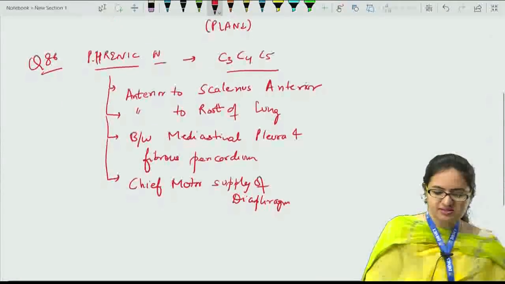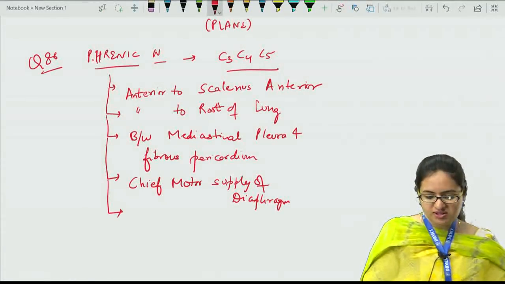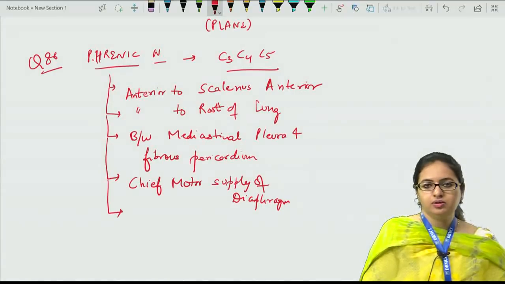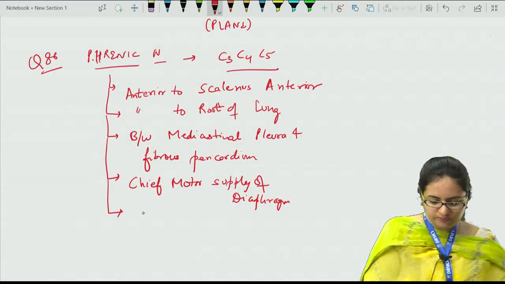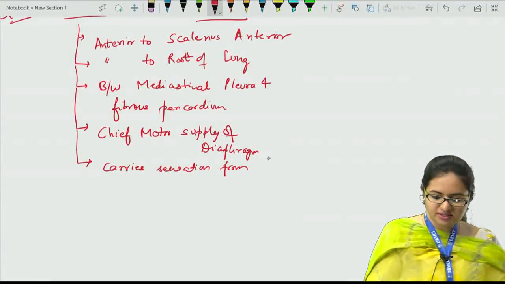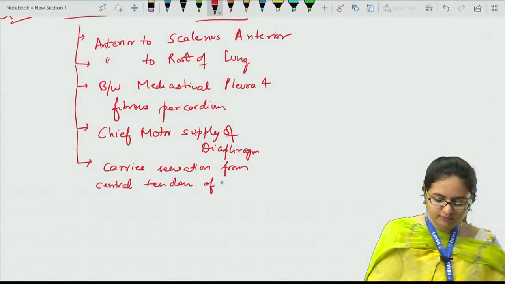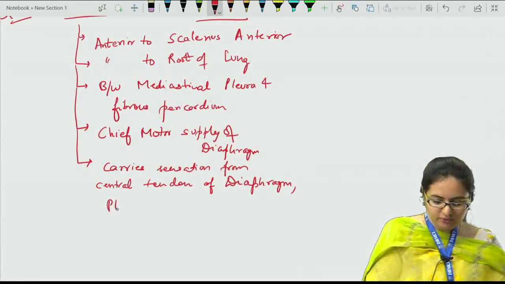It is also carrying sensory fibers. It carries sensation from the central tendon of the diaphragm, the pleura, pericardium and the peritoneum.